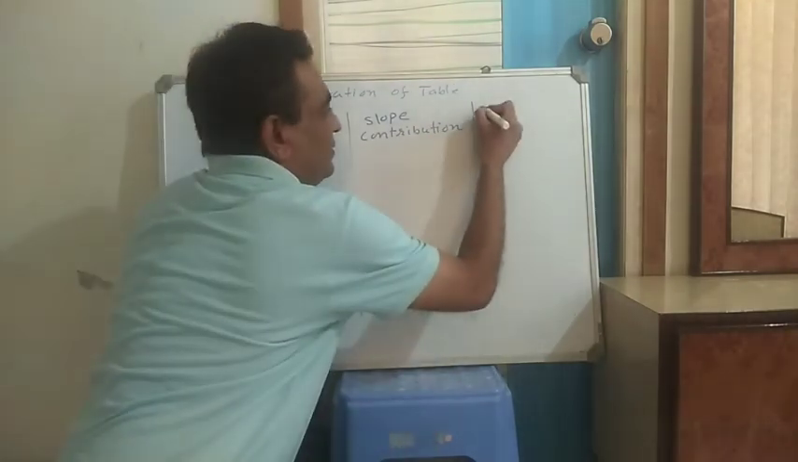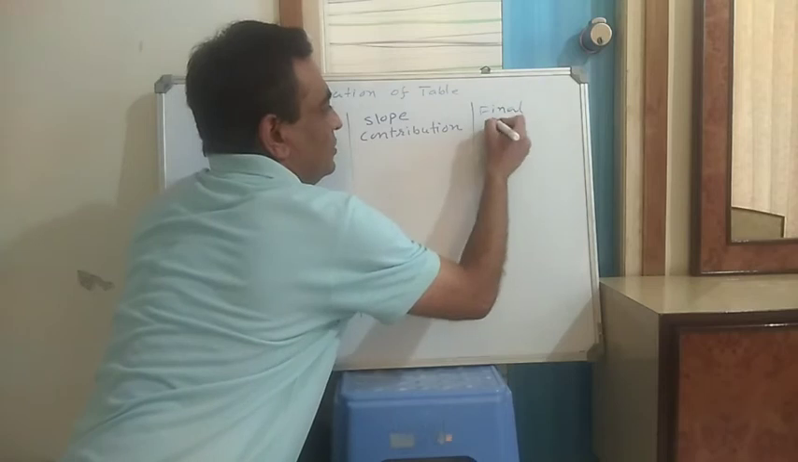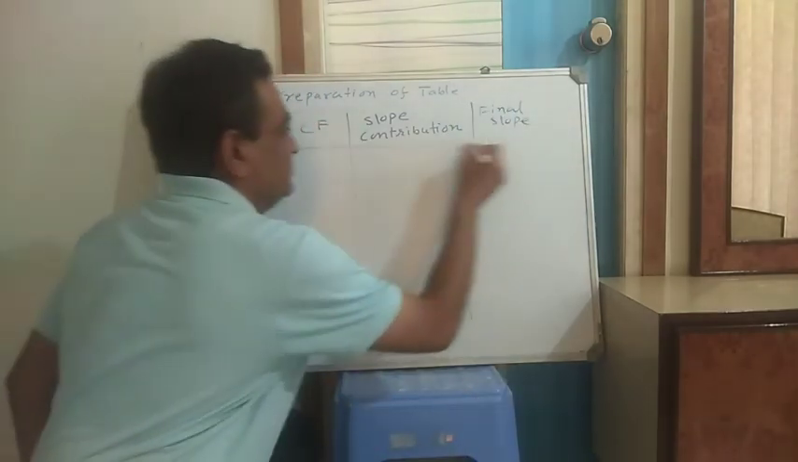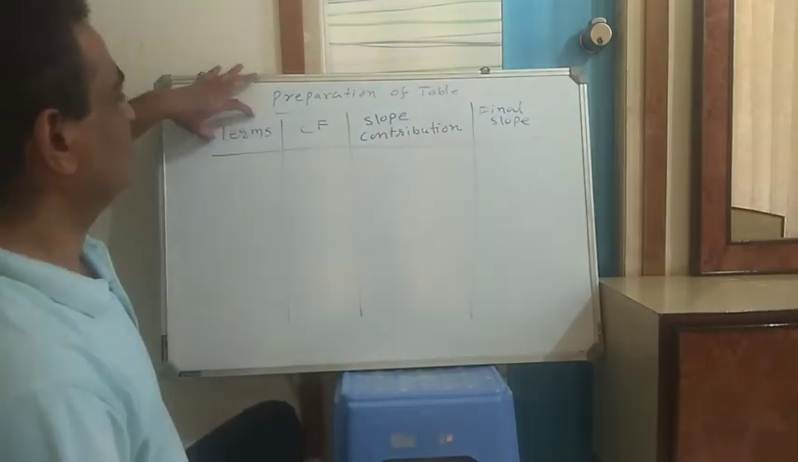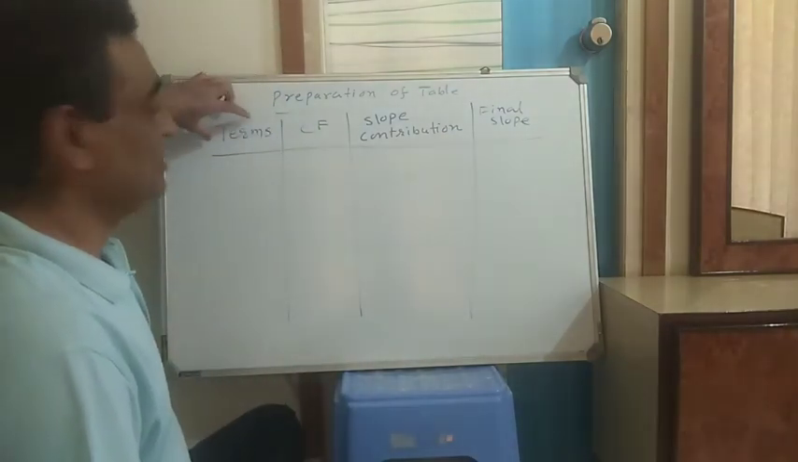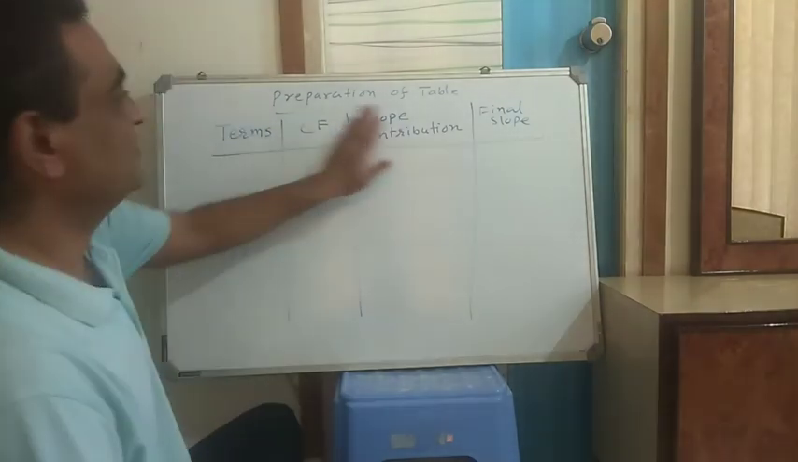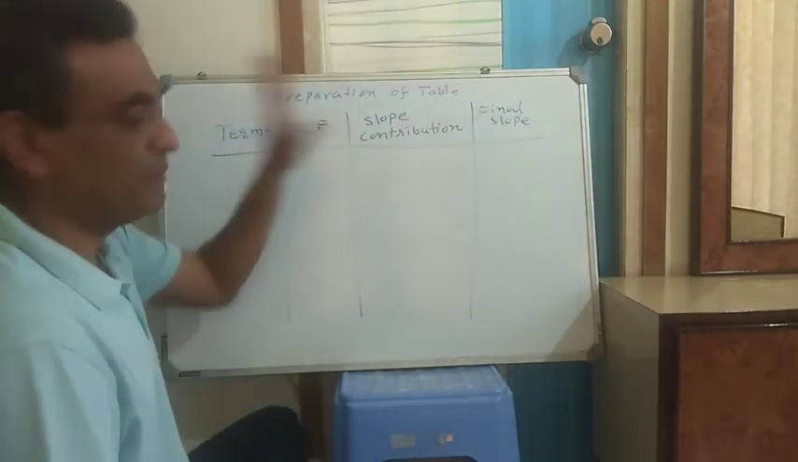And then final slope. This is how you need to prepare a table. One is the terms. So I'm talking about these terms, meaning transfer function terms. Let us understand the meaning of all this first, and then we will prepare the table.